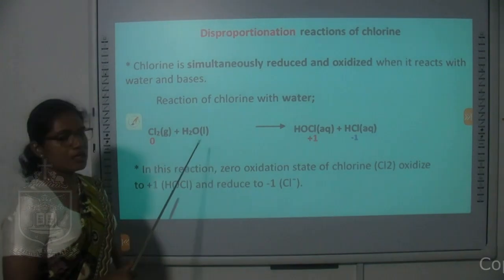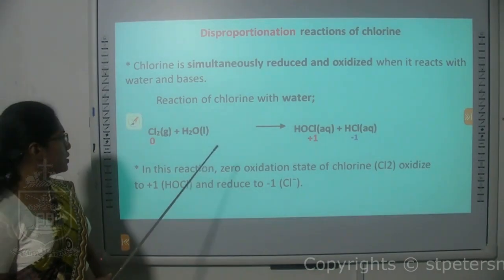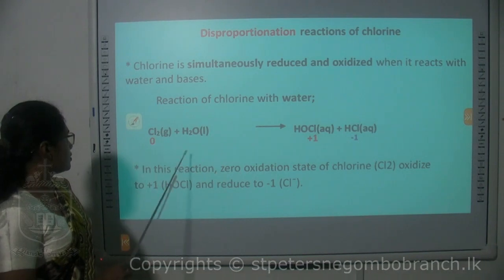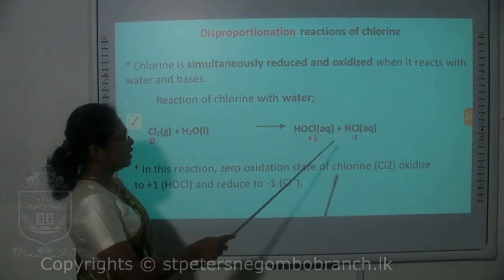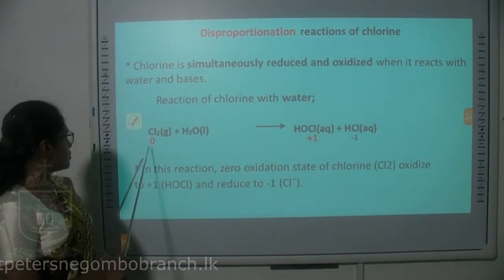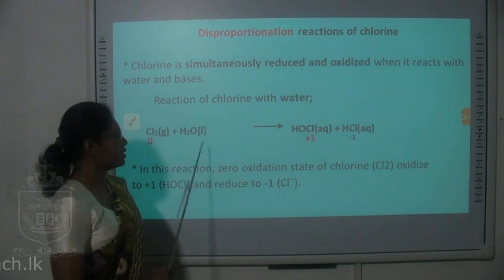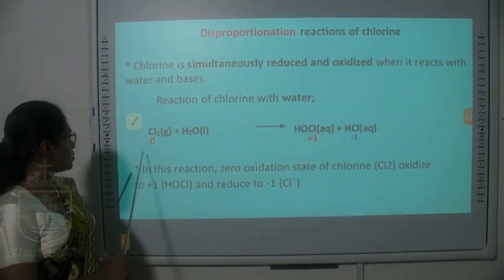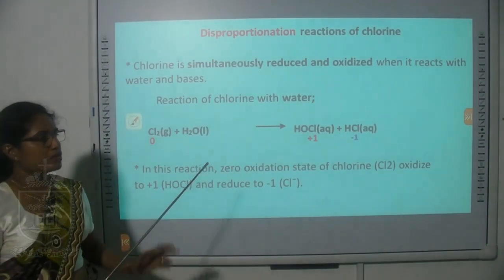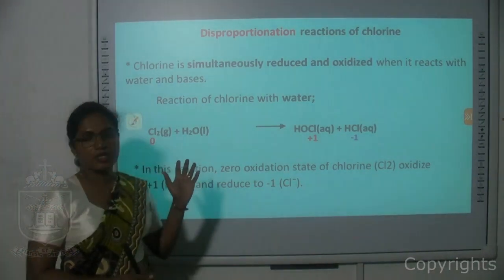Here we can see chlorine is acting as an oxidizing agent as well as the reducing agent. If we take this reaction, chlorine reacts with water and forms HOCl and HCl. Here you can see chlorine moves from 0 to +1. That means it has oxidized, and also it moved from 0 to -1. That means it has reduced. So both things are happening at the same time. That's why we call this a disproportionation reaction.